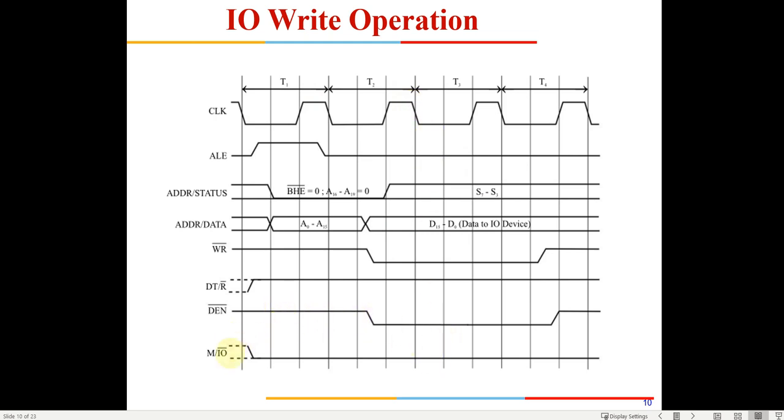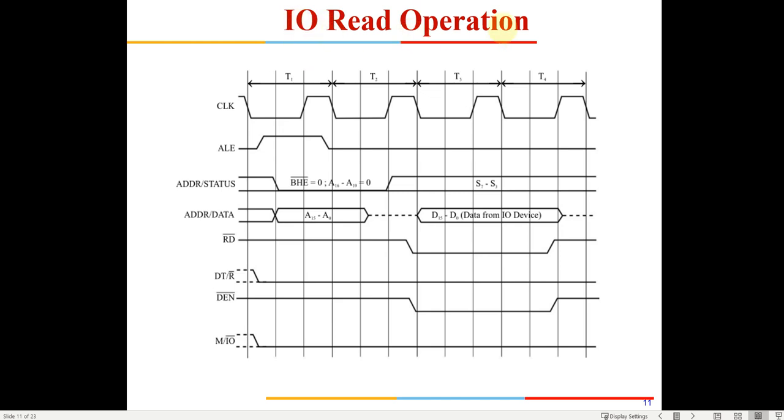Similarly you have input output write operations, which are very similar to the memory write operation. The only difference is that instead of the memory/IO bar signal going high, as in the memory read and write operations, in the IO write operation this signal will go low. This will enable the signals to be diverted to an input output device rather than the memory. It is the same address lines and the same data lines for memory or for IO, so otherwise everything is the same.